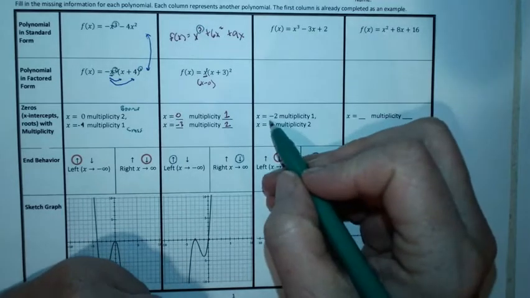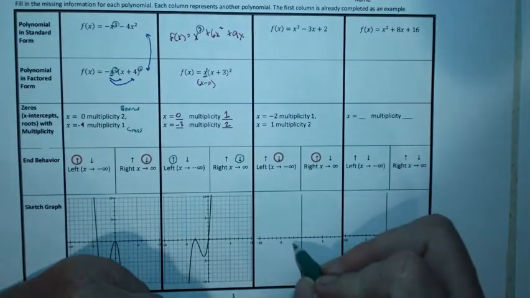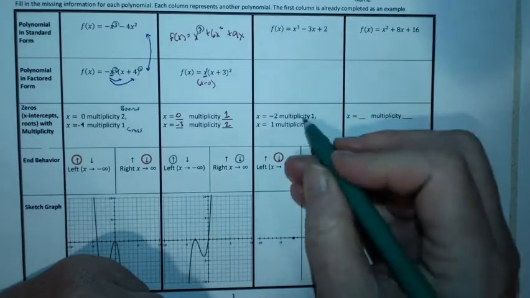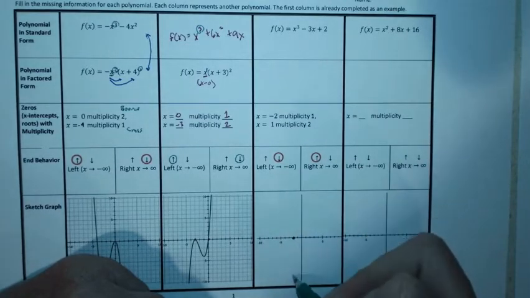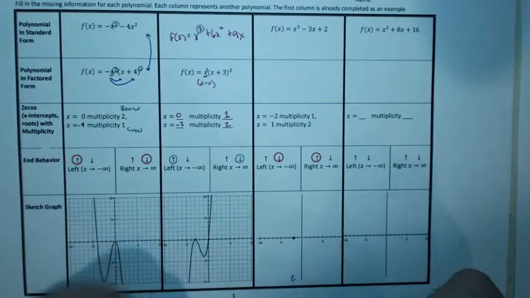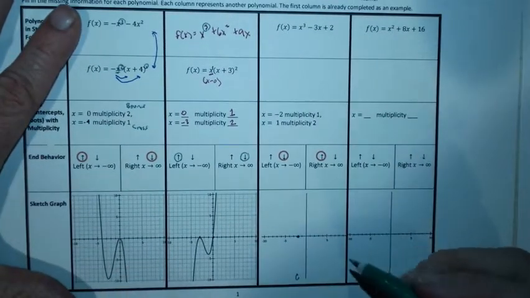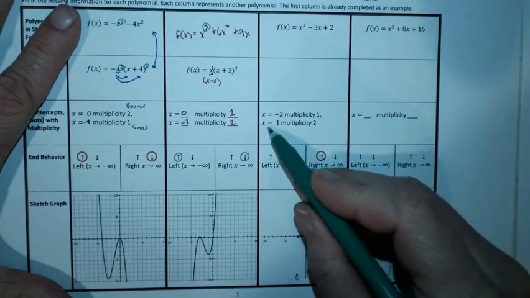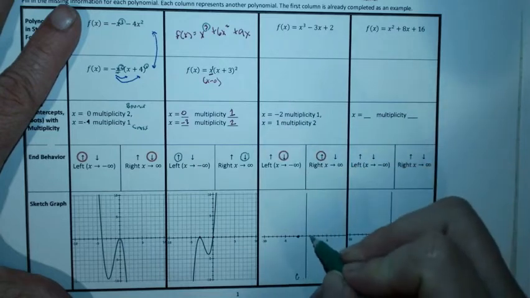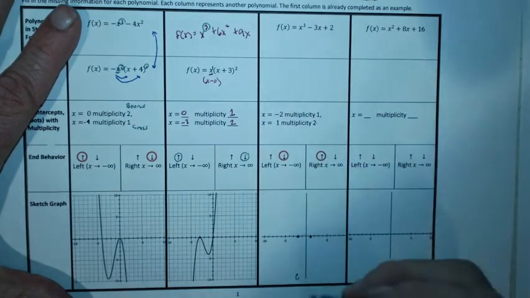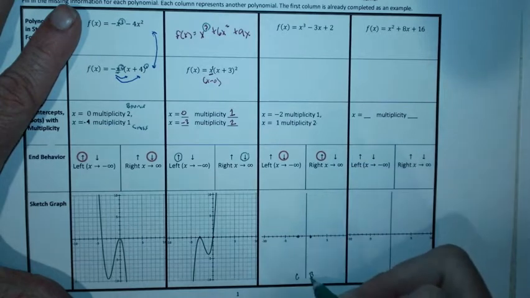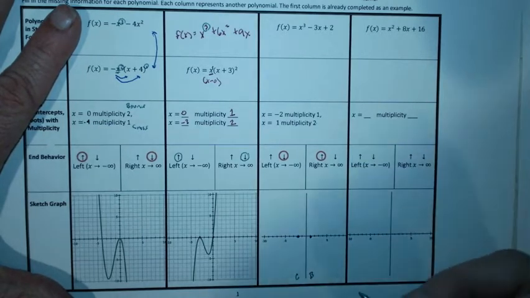I do have a 0 at negative 2, so I'm going to actually graph this down here, negative 2. And I know it has a multiplicity of 1, so it's going to cross. I'm just going to put a C down here, okay? I know you can't see that very well. That's kind of small, sorry. I have a 0 at 1, so I'm going to put this right here at 1. And it has a multiplicity of 2, so I know it's going to bounce, okay?